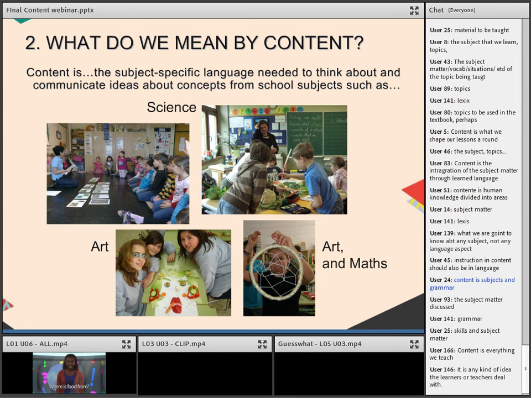In the two photos below, the subject is art, and these are Catalan pupils. On the left, they're learning about portraits being made through the use of fruit and vegetables. And on the right, a boy is exploring shapes to make a spider's web. This topic, therefore, combines learning about art and maths, possibly some science too.